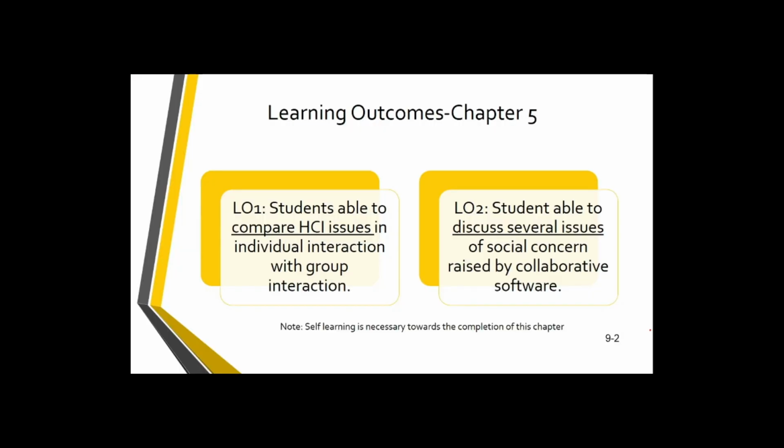So first and foremost, let us see what are the learning outcomes that we expect students to achieve at the end of these slides. We have two here. The first one is you need to be able to compare HCI issues between the individual interaction and also the group interactions. So both are important. You need to know when to use the individual interactions and when to embed the group interaction inside your interface design. And the number 2 outcome is that I expect students to be able to discuss several issues of social concern raised by the collaborative software.